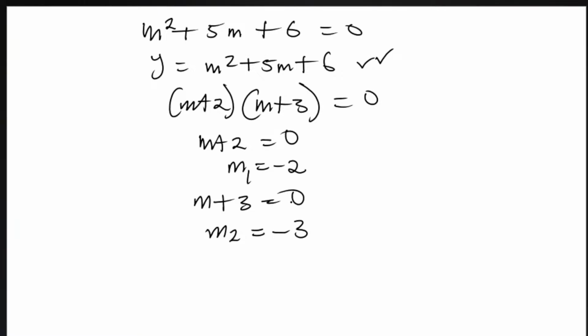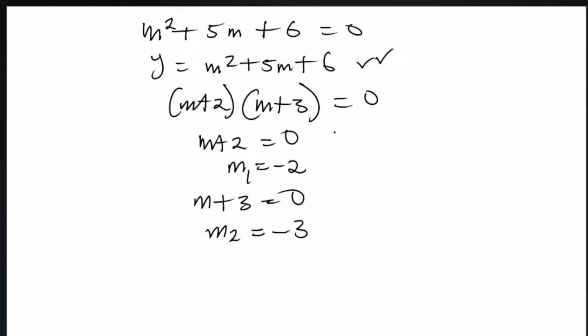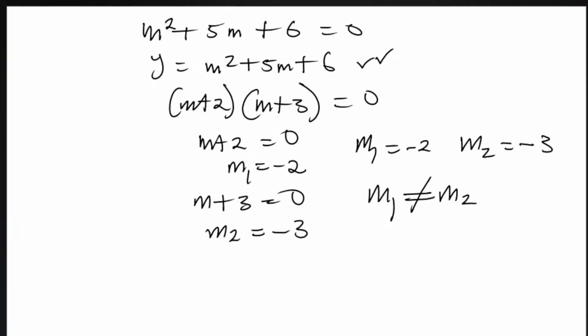What do you do next? The next thing you do is to get the final solution of your given equation. How do you do that? Check the root of your given equation. Are they the same? If they are the same, then you go over to the three cases you were given to check which of them suits the solution for our given equation. Now, looking at our cases, we are given m1 to be minus 2, m2 to be minus 3. Minus 2 and minus 3 are not the same. So we have m1 is not equal to m2.